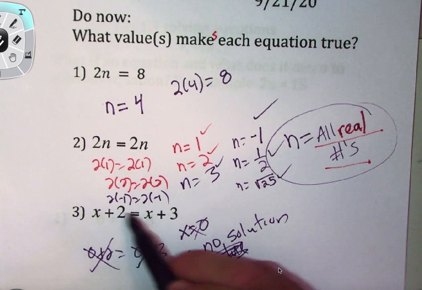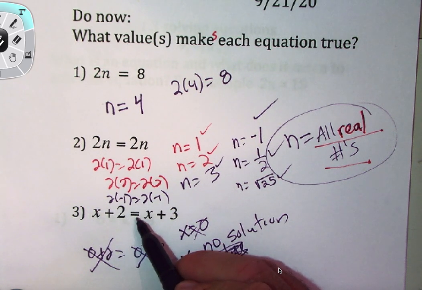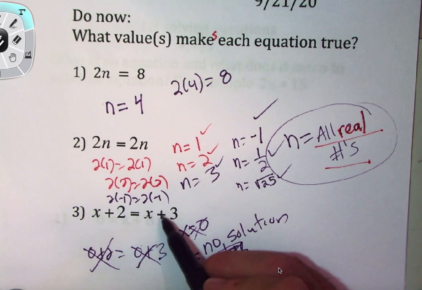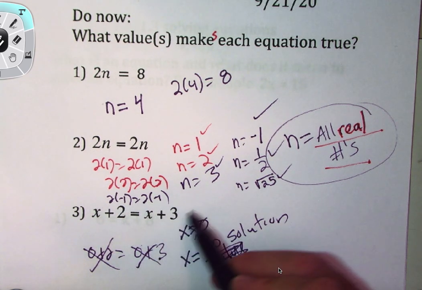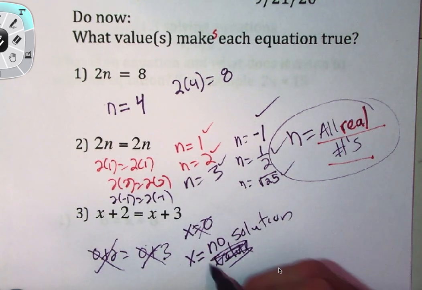1 plus 2 will never equal 1 plus 3. Or 2 plus 2 will never equal 2 plus 3. Or 5 plus 2 will never equal 5 plus 3, because this side will always be 1 more than this side. So there's no solution, right?